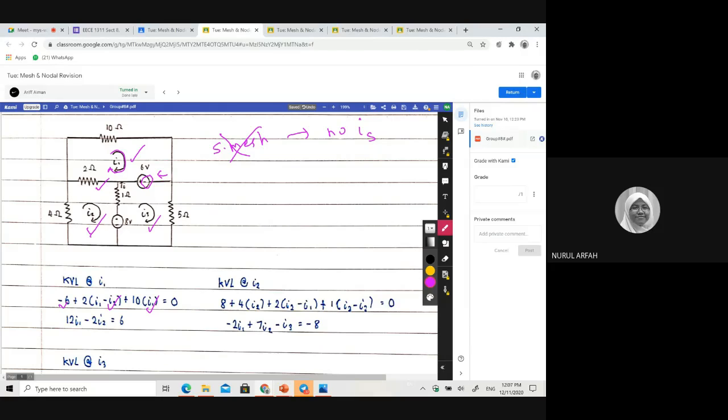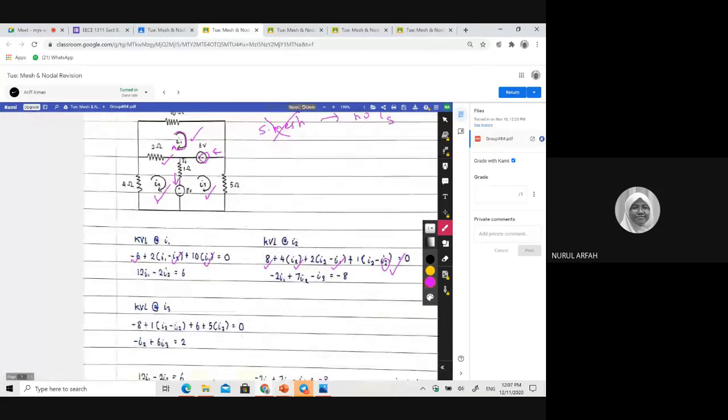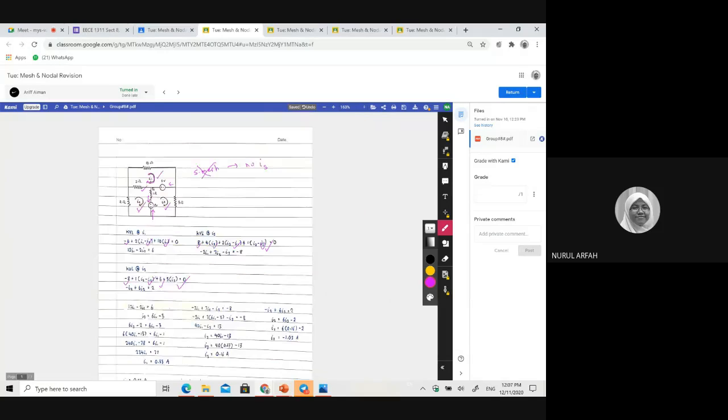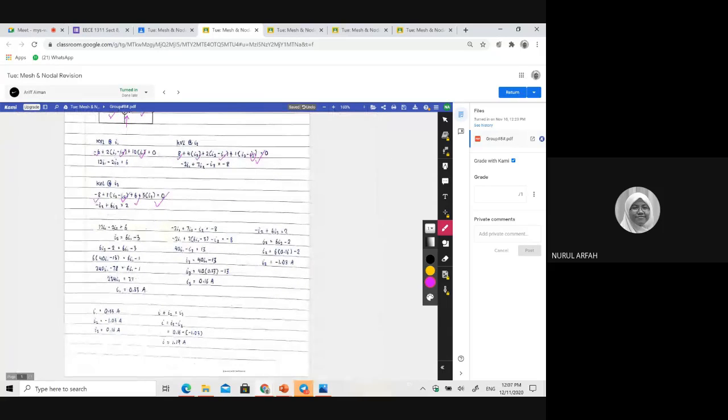KVL at I2 is equal to 4. No, you start from 8 here. So this is positive, and then 4 I2, and then 2 times I2 minus I1 plus 1 times I2 minus I3. This one, be careful. This is I3. And then KVL at I3, you should get, this one first, negative 8, 1 times I3 minus I2 plus 6, and then plus 5 I3. Okay, and remember to close with equal to 0. Then you will get the answer.